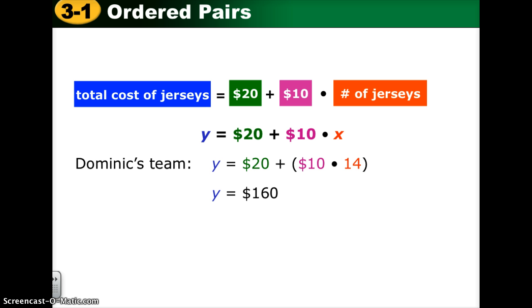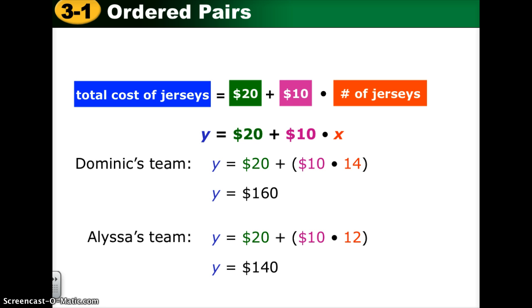So Dominic's team has 14 players. So if we put 14 in for X, we take 14 times 10 because of order of operations, we multiply first, and then add 20 to that. Dominic's team would cost $160. Alyssa's team has 12 players. So we multiply 12 times 10, get 120, plus 20 is 140.